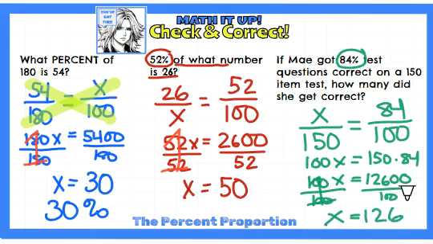Again, let's look if this seems reasonable. She got most of them right, over 80% right. There were 150 items. Does it sound reasonable that she might have gotten 126 right if she got almost 85% right? It does seem pretty reasonable. And that's what we want to make sure that we're looking for.